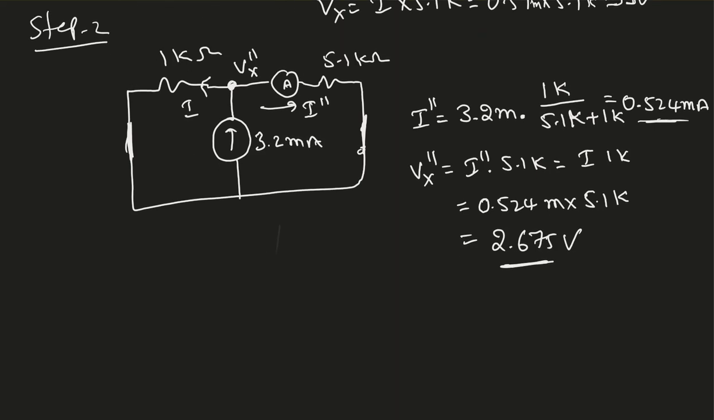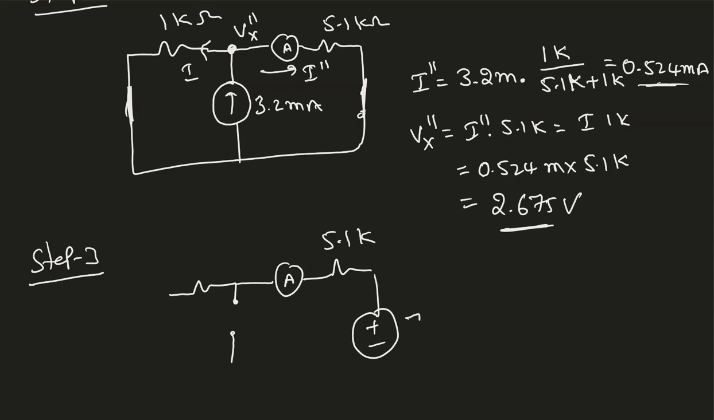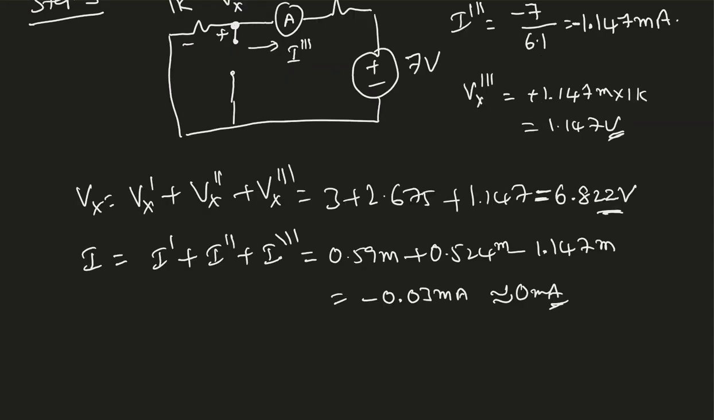Now step 3, I'm going to keep the voltage source. Here the current source must be open circuited. Here is my ammeter, 5.1 kilo, and here this is 7 volt. We did this lab in our class today, but numbers might vary. I will discuss that in a second.